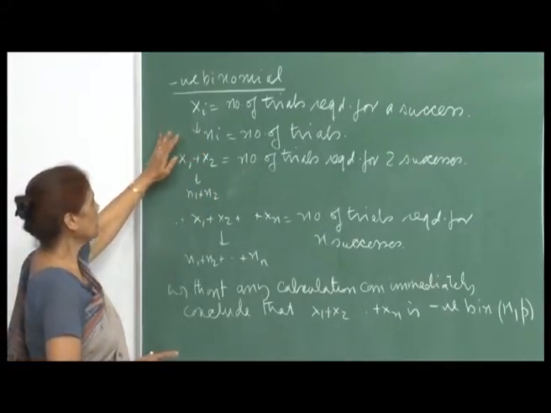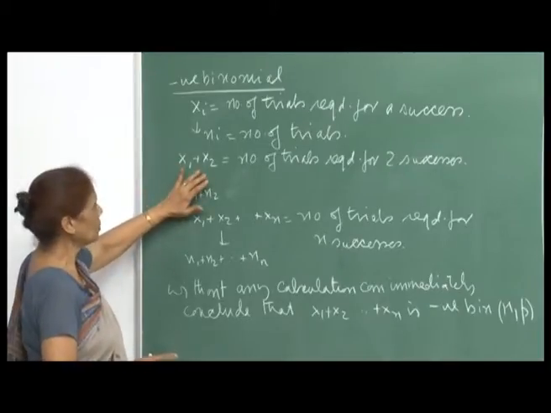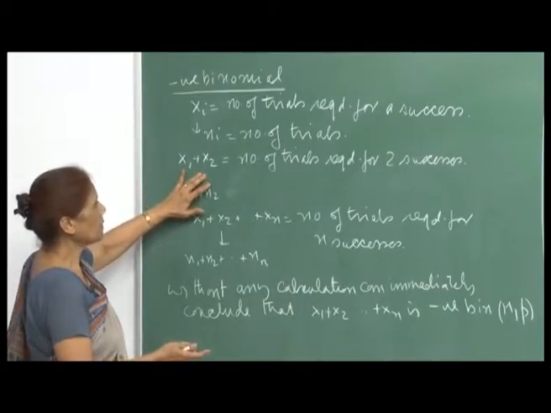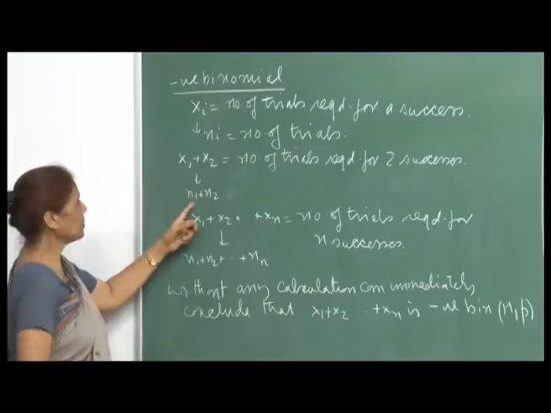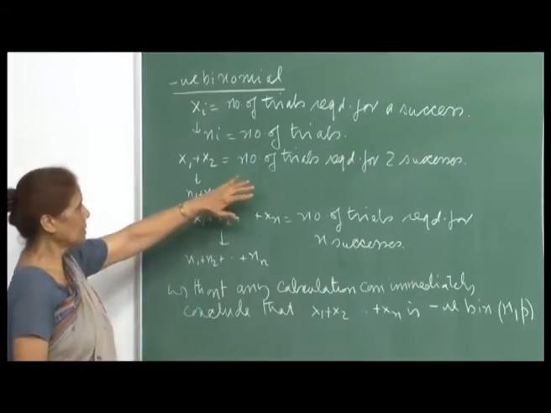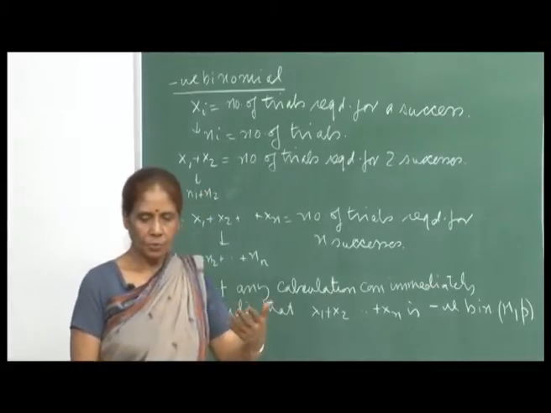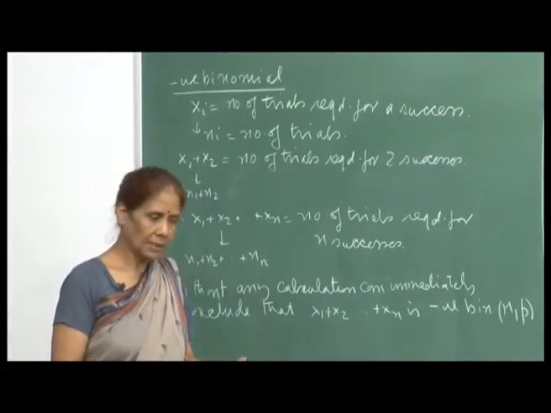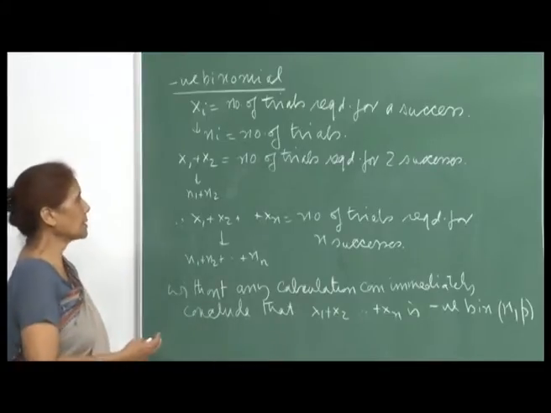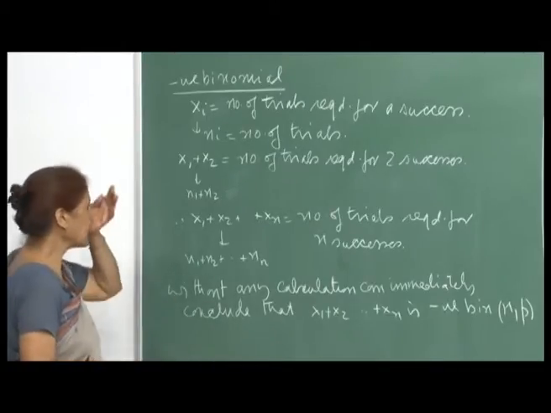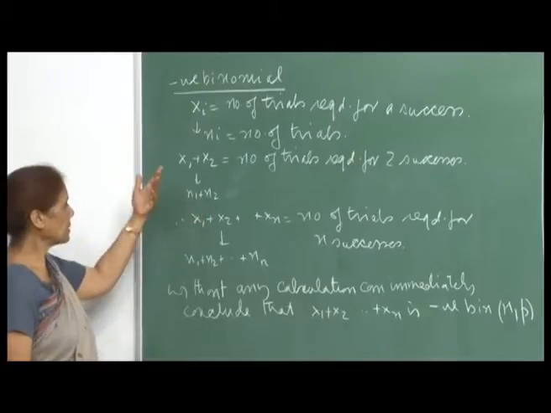So, then you see when you say x 1 plus x 2, this will be the number of trials required for 2 successes, right, and that number will then be n 1 plus n 2. So, essentially, when I wrote that the sum x 1 plus x 2 is negative binomial 2 comma p, the understanding is that you want 2 successes, and therefore the number of trials will of course be equal to n 1 plus n 2.